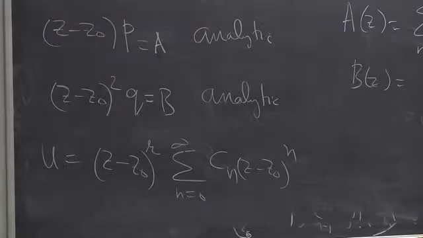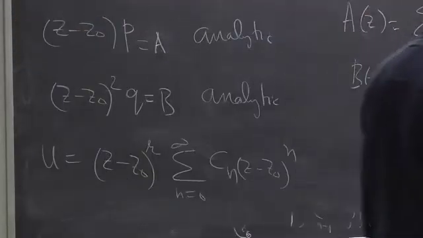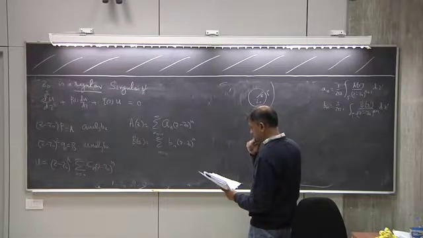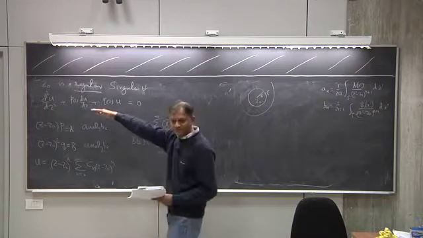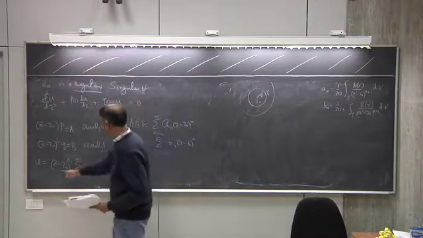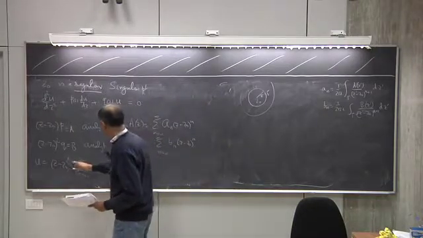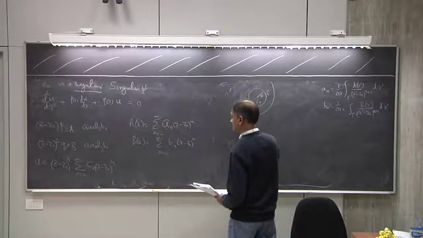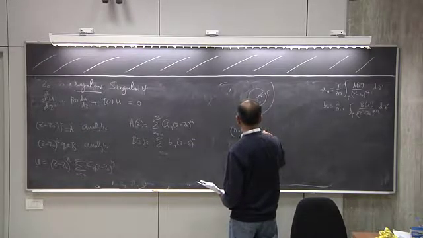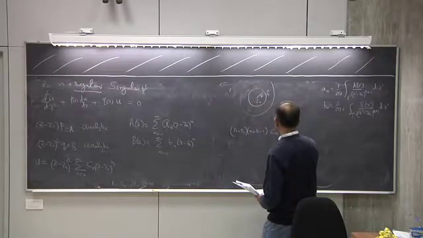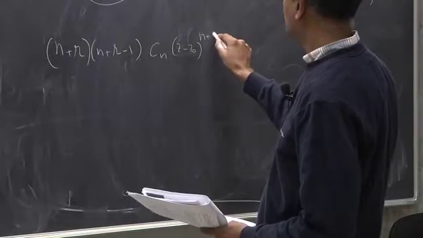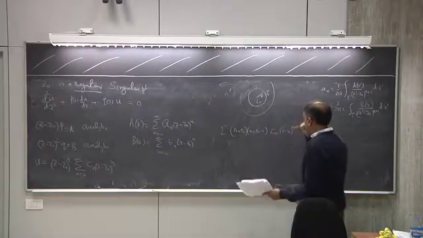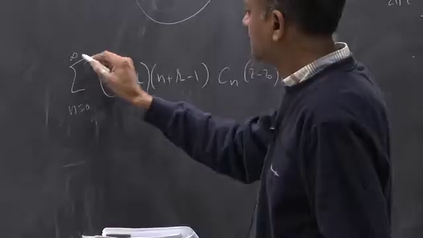Now I just plug that in here. It's a bit of a mess actually, and we just have to plug all these expressions in. So let's see, I take two derivatives here. Each term gives n plus r times n plus r minus 1 times c_n (z minus z naught) to the power n plus r minus 2. I just put that together and take two derivatives. So that's the first term, with n going from 0 to infinity.